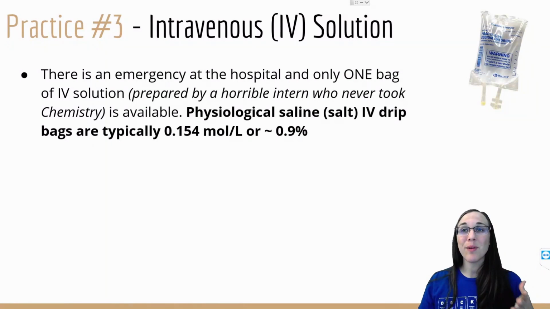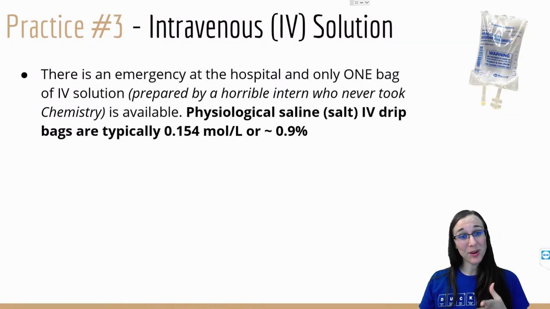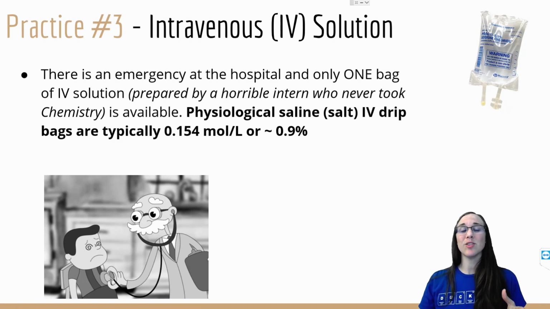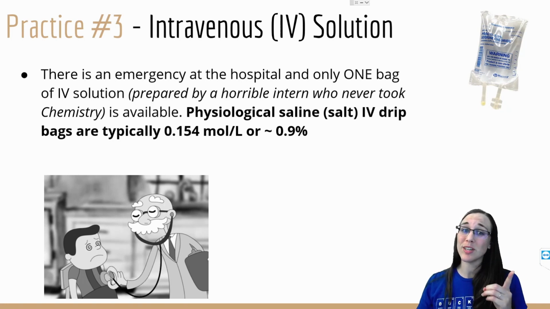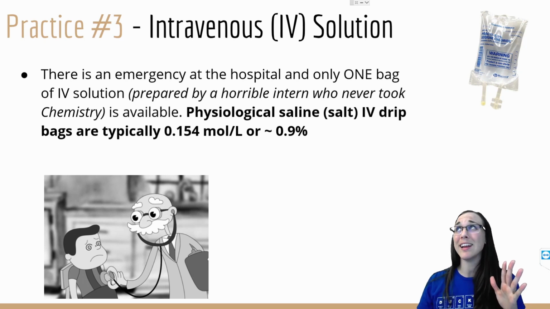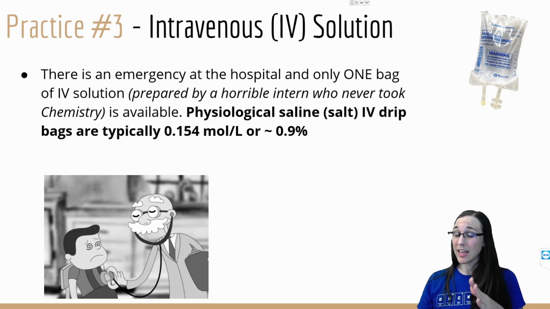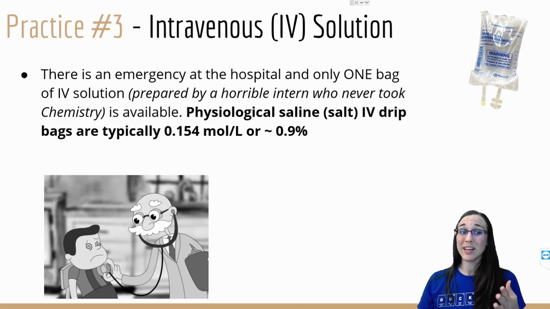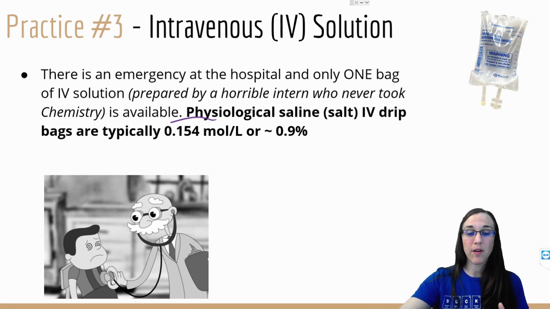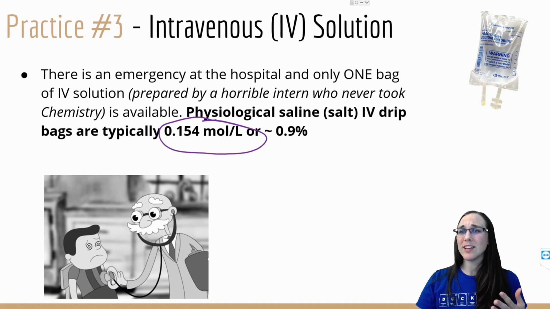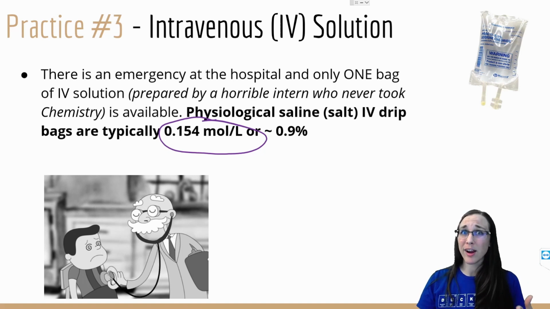Now if we carry on practice number 2 into practice number 3, let's assume that you are still the doctor in the hospital and there's an emergency at the hospital and there's only 1 bag of IV solution prepared by a horrible intern that never took chemistry and had no idea about solutions. Let's assume that the physiological saline, that salt IV drip solution, has to be at the 0.154 moles per liter, that 0.9%, in order for it to not burn like hellfire in your veins.